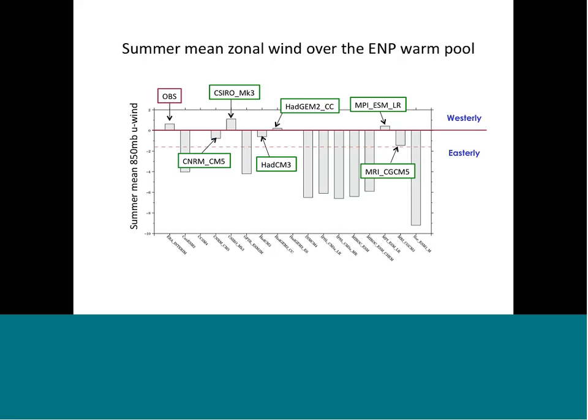And you can see that in three models, there is realistic, very weak westerly summer mean flow. Also, the other three models show relatively weak easterly mean low-level flow. While all other models show a very large bias in capturing the summer mean flow over the eastern warm pool region, showing very large easterly winds instead of the westerly in the observations. So next, please.